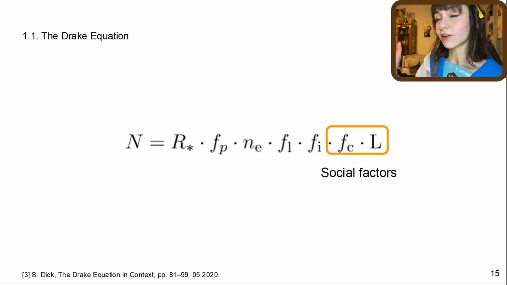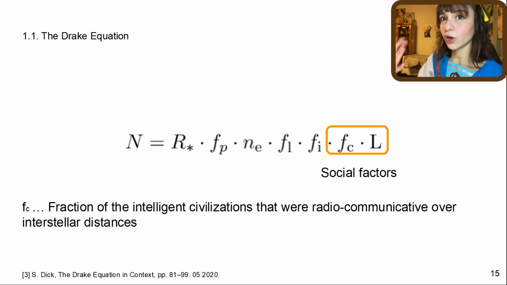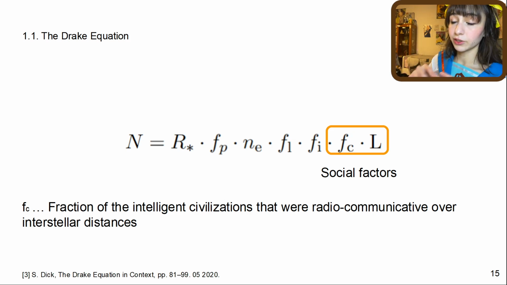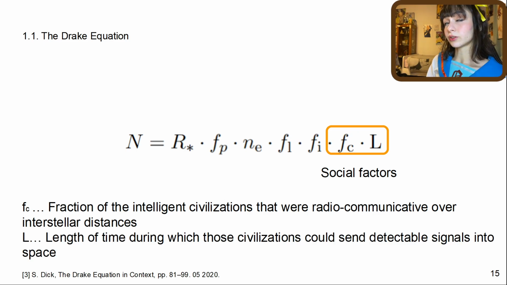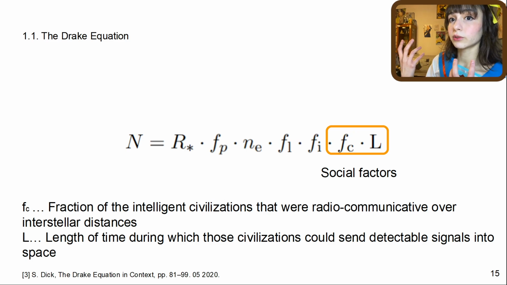And then we have our social factors, which is which of these intelligent civilizations that developed actually have radio communication and could communicate over interstellar distances, so that we could actually capture the communication that they are sending. And then the big L, which is the length of time of this civilization, basically. For how long is this civilization able to send detectable signals into space?